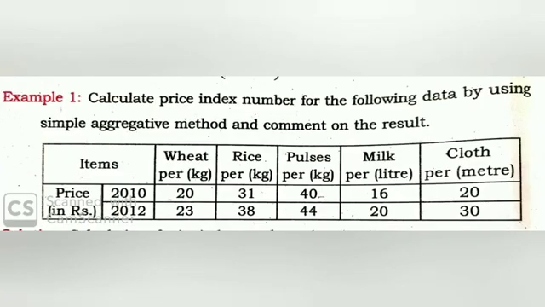Let us calculate the price index number for the following data by using the simple aggregative method and comment on the result. The data is given: items, weight, rice, pulses, milk, clothes, and prices are given for 2010 and 2012. 2010 will be our base year price and 2012 will be our current year price. That is, 2010 is P0 and 2012 is P1. Let us see now how to solve this problem.